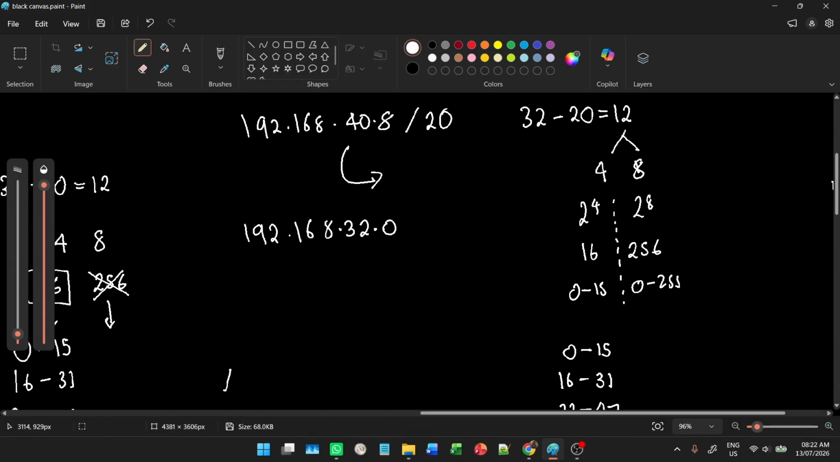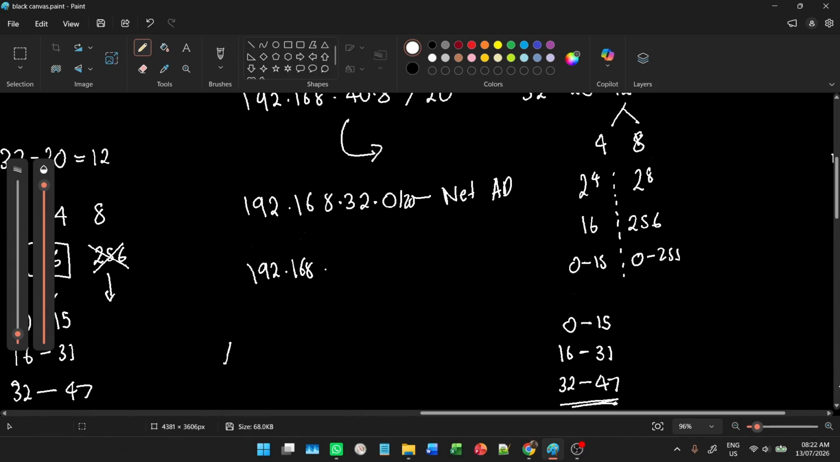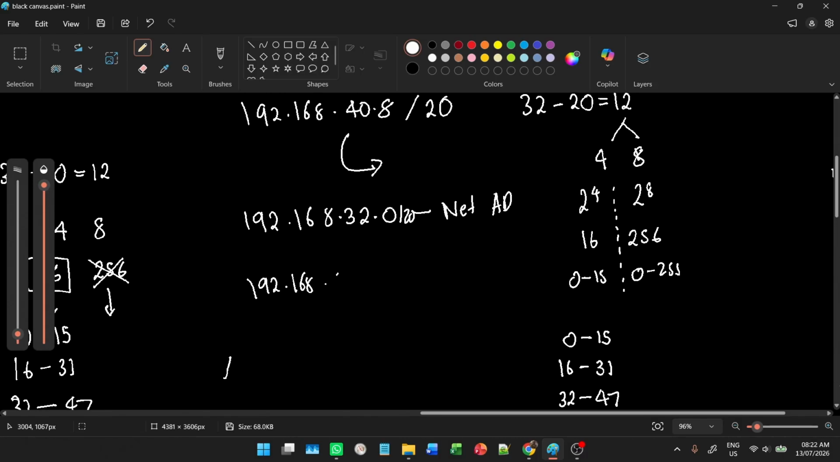So I believe it's going to be 192.168.32.0, right? So this is the network address. Don't forget the slash 20. This is going to be the network address. Then the last one is going to be 192.168.47.255/20 as the broadcast address, right?